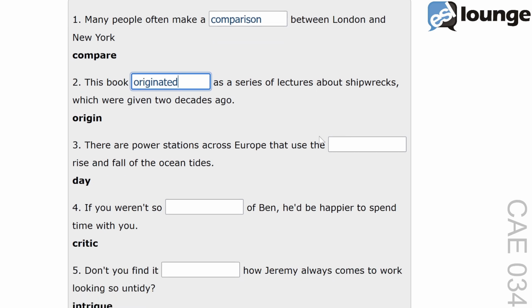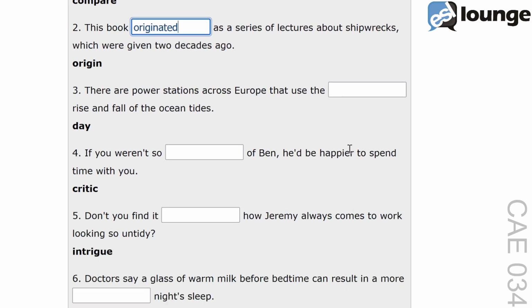Next up, question 3. There are power stations across Europe that use the blank rise and fall of the ocean tides. The base word is day. The correct form here is daily.